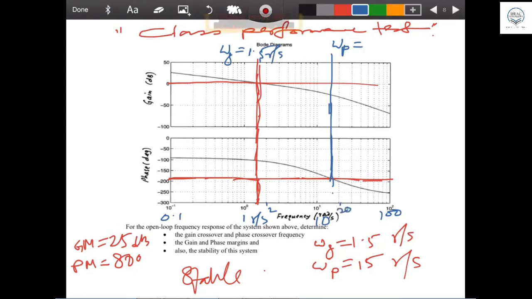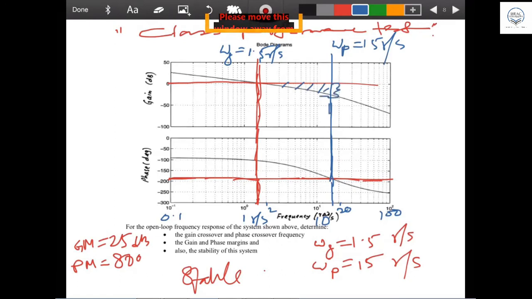20, he said this is almost 15. So it makes sense, 15 radian per second. Okay, then he got the gain margin and phase margin. When you go for the gain margin, it is this curve, under this curve. This is the gain margin, and from here to here.